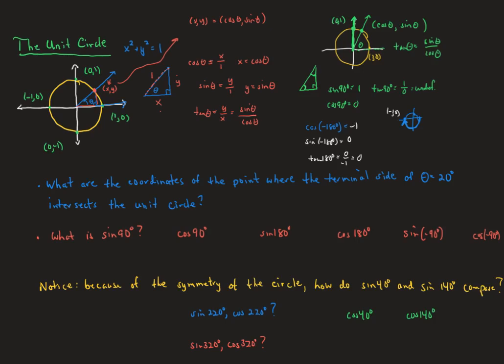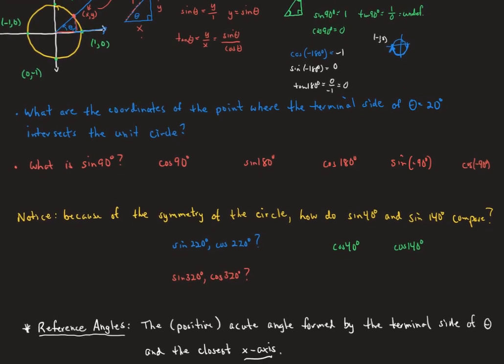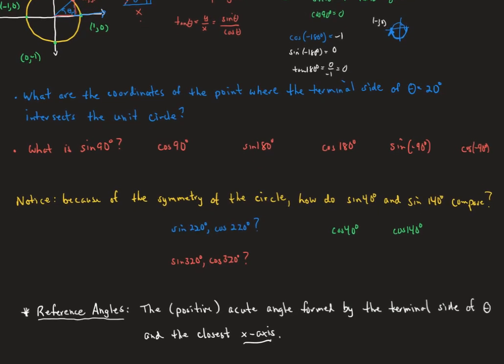Okay. So let's see what we get. I'm going to slide down here a little bit. It says, what are the coordinates of the point where the terminal side of theta is 20 degrees, where the terminal side intersects the unit circle? So if we imagine our unit circle, and we're going to take an angle of 20 degrees somewhere over here, all we can say there is that the x-coordinate of that point is going to be the cosine of 20 degrees, and the y-coordinate of that point would be the sine of 20 degrees.